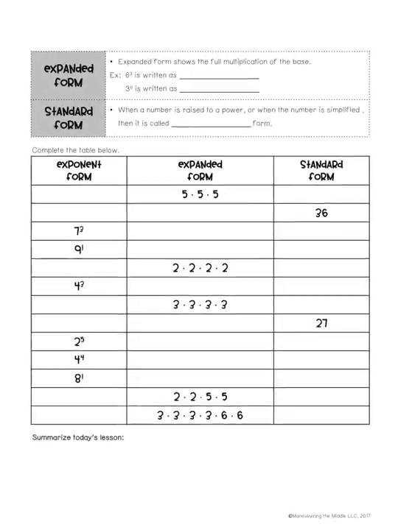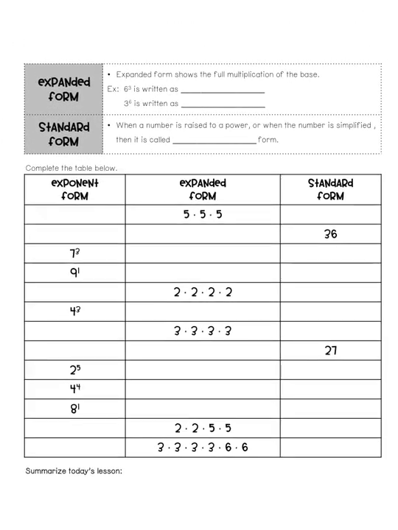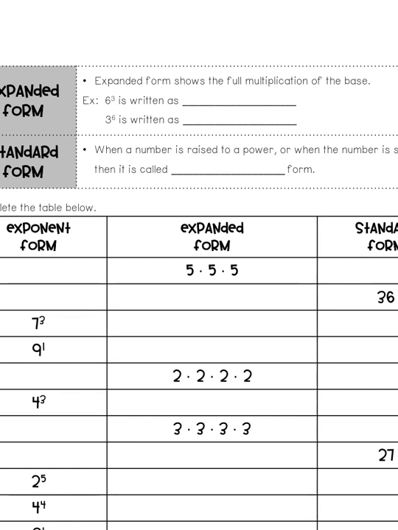So, when we talk about expanded form and standard form with exponents, it's a little different. So 6 to the third power written in expanded form, that shows the full multiplication of the base. So I would write it as 6 times 6 times 6, because my base is 6. So I'm multiplying 6 by itself 3 times. Now for the other one, I have 3 to the sixth power, so I'd write it as 3 times 3 times 3 times 3 times 3 times 3. 6 times. Okay.